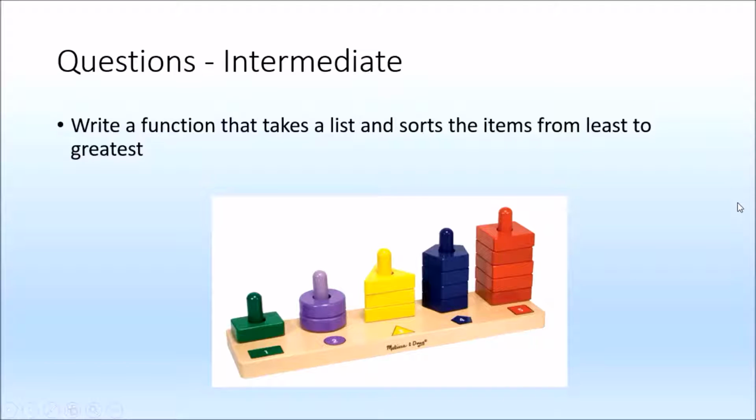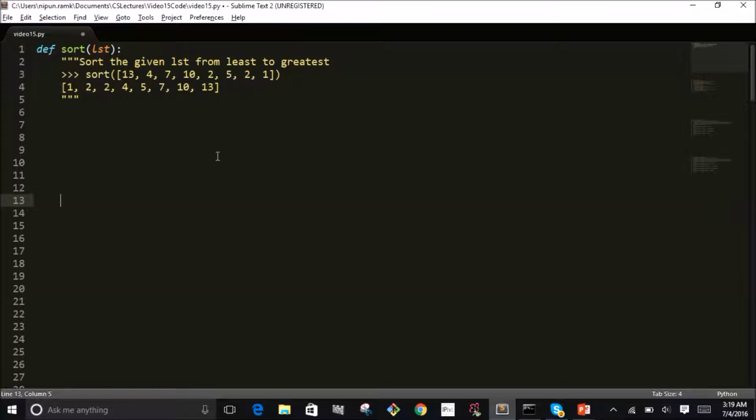What we're going to do is write a function that takes a list and sorts the items from least to greatest. Now sorting is actually a topic we'll be talking a lot more about in the second part of this course, but I just want you guys to take a crack at trying to solve this problem. There are many solutions to this problem, so I'm just going to go over the way I thought was most intuitive. You could have done many other ways as long as it works. So let's take a look at this.